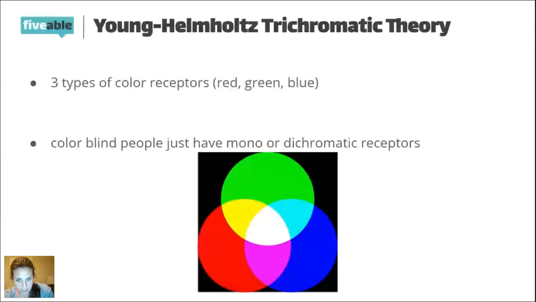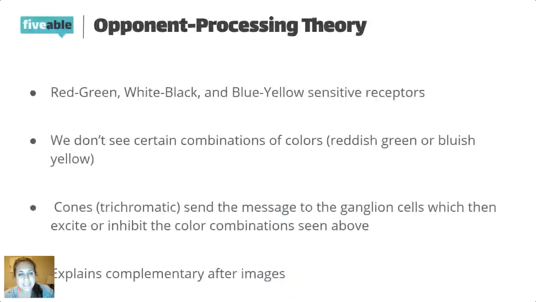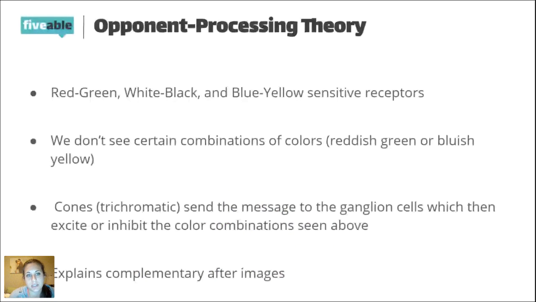All right, so that's the first theory. We have 3 receptor types. They go on and off and let us see color. The second theory is called the opponent process theory. This one's a little bit trickier. So this one, we have 3 sets of receptors. We have red-green that go together, white-black that go together, and blue-yellow. And that's the only combination: red-green, white-black, blue-yellow.